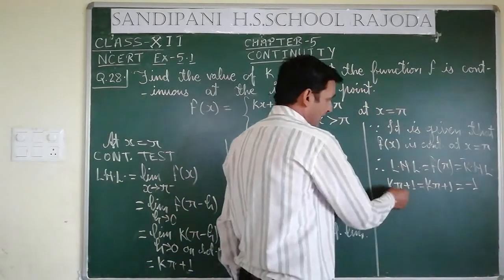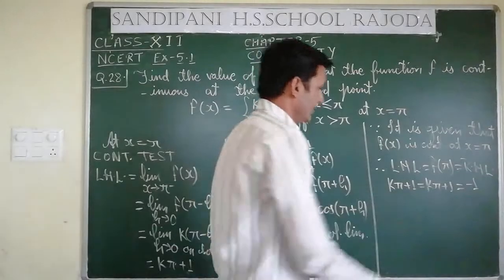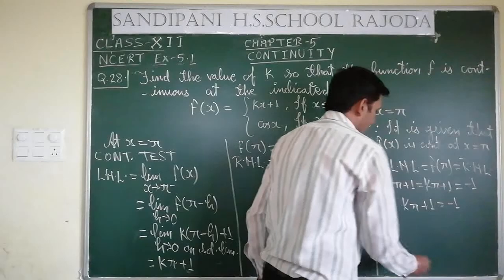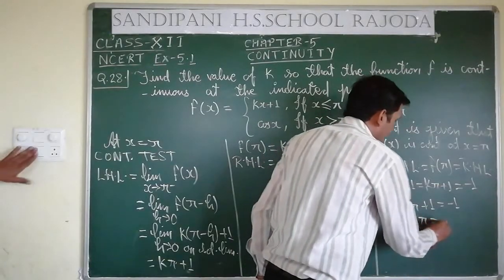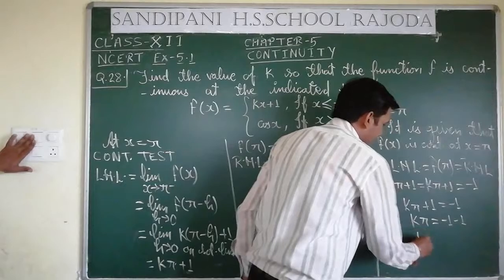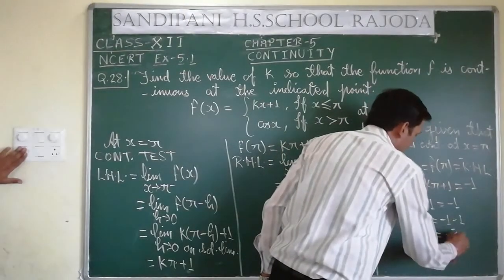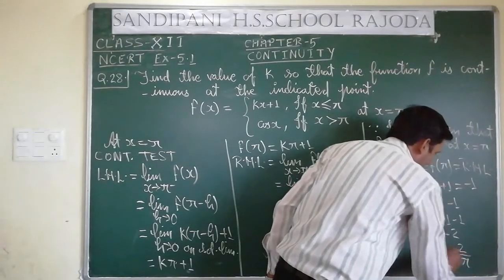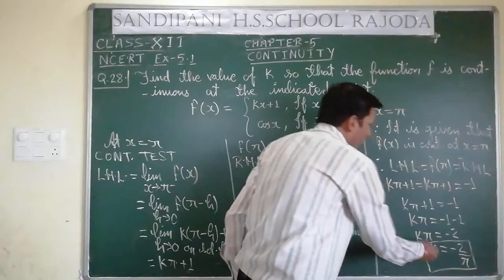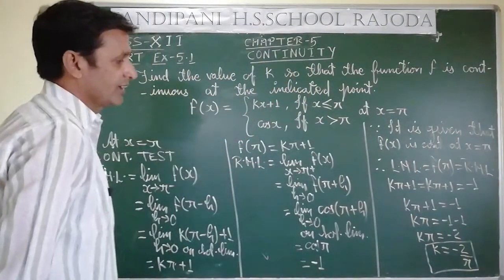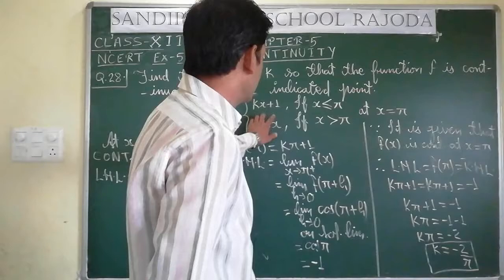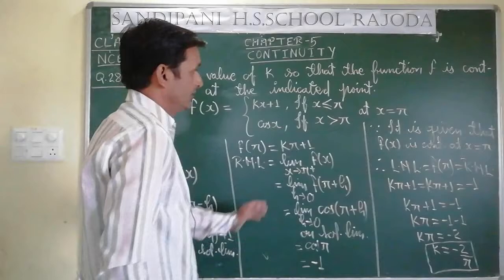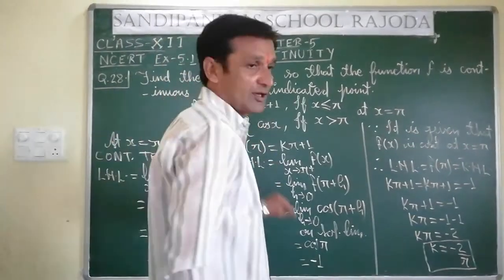Now, if we take k pi plus 1 from this, then it will become k pi plus 1 is equal to minus 1. That will be k pi is equal to minus 2, and k we have to find. The value of k will be minus 2 upon pi here. So, what we concluded is that if we put k equal to minus 2 upon pi here, then this complete function will become continuous. This is the aim of our question, and this question is over now.